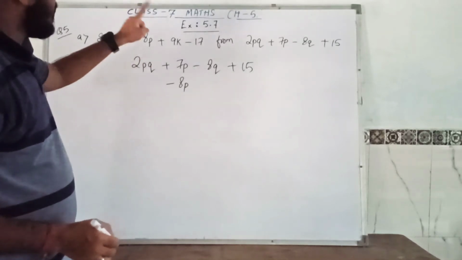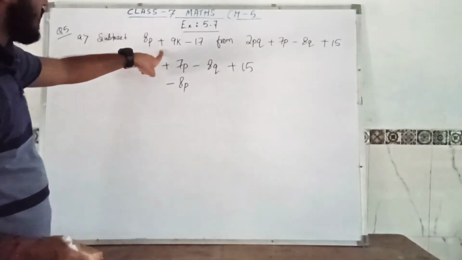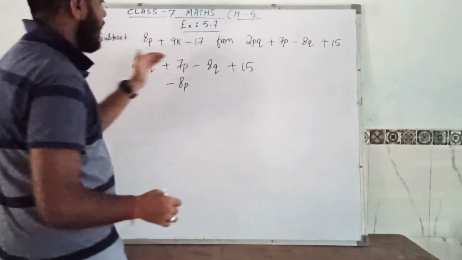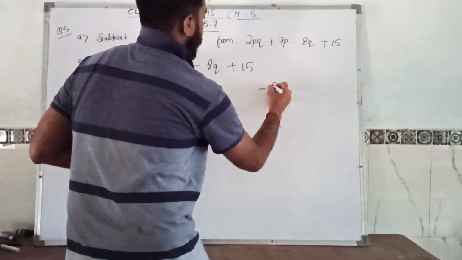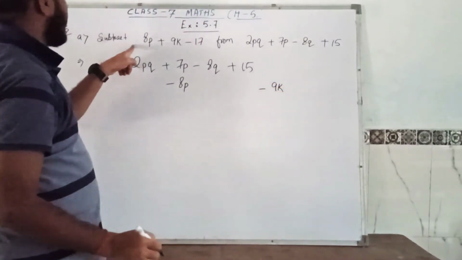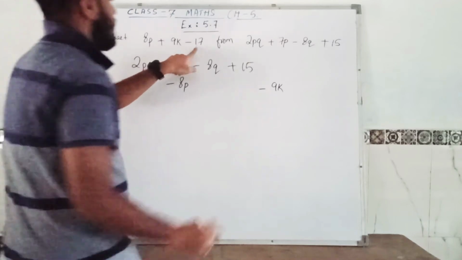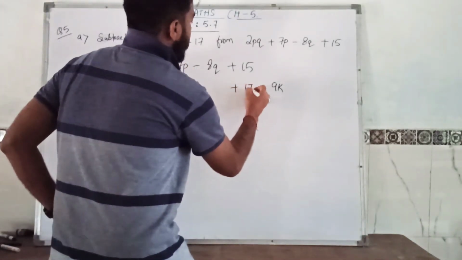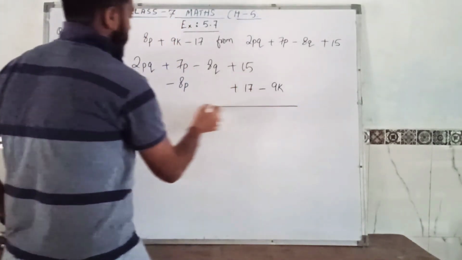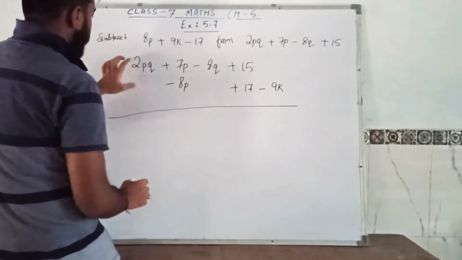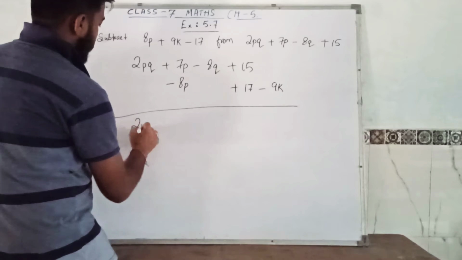Again, you multiply with the minus here. So minus into plus is minus 9k. No k is here, right? So you write at last minus 9k. Again, here is a subtraction sign, so minus into minus is your plus 17. So 17 is the number, it will come here. Done. Now 2pq is alone, nothing to do here, so it will come as it is.